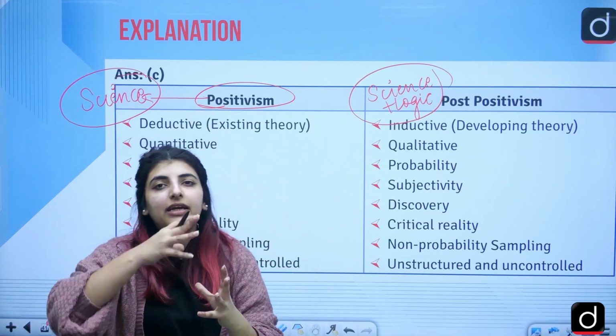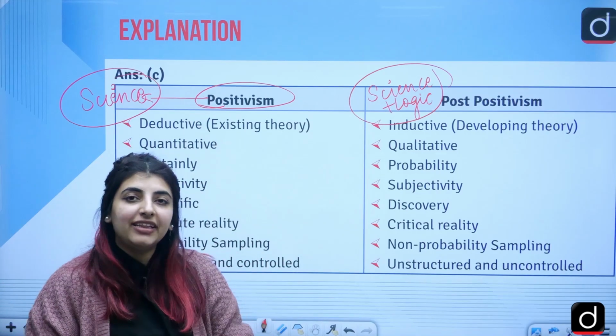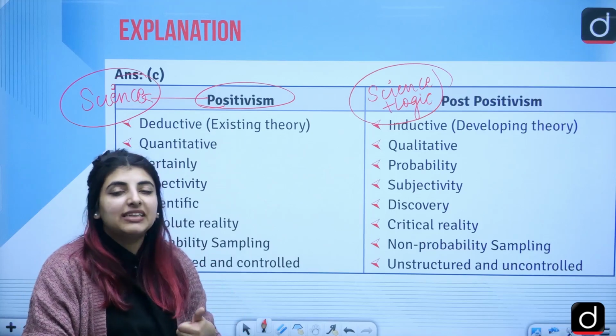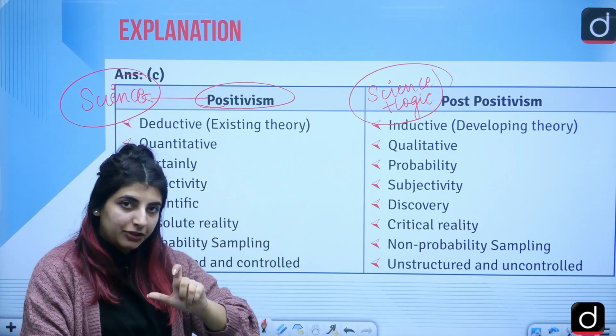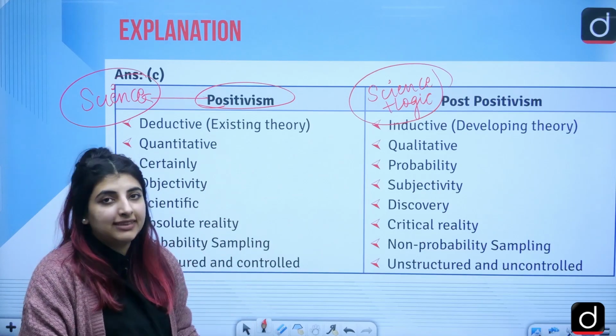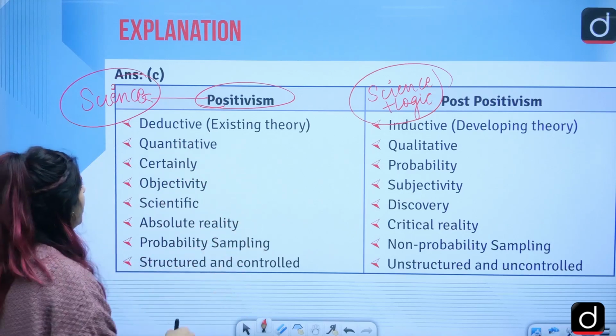So positivists said, I will believe you if you prove anything to me just and just with science. Post-positivists say, yes, science is important, but give me some common sense as well. So let's just see the basic differentiation between the two of them.